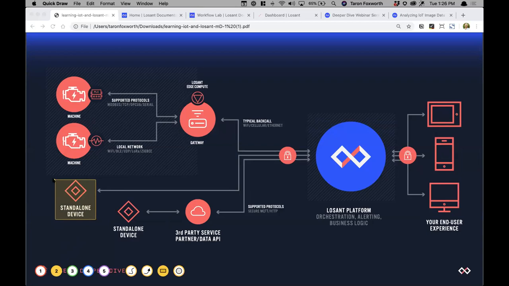So this device is directly connected, as you see the line going from the device directly to the cloud, which in this case is Losant. In the consumer world, this is devices like your Google Home or Alexa, but these devices have cloud connectivity.